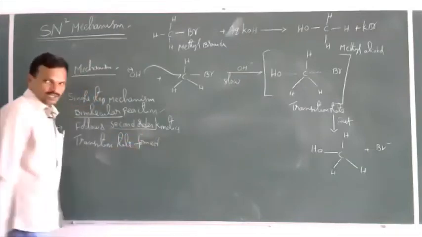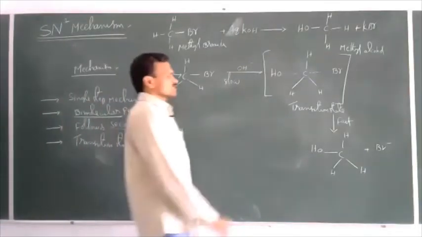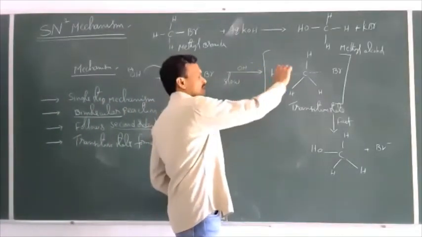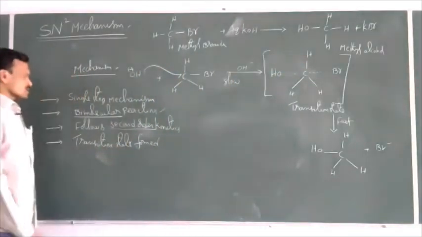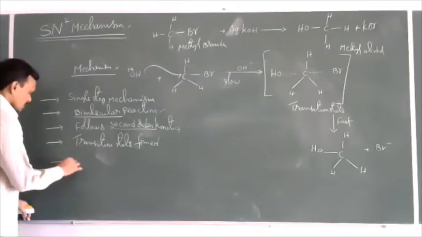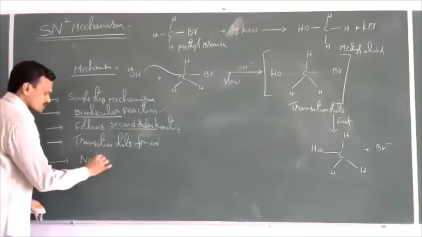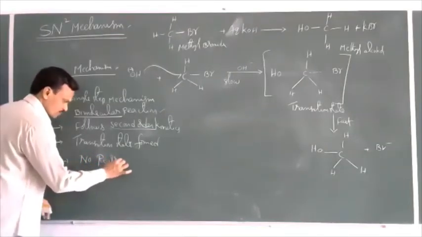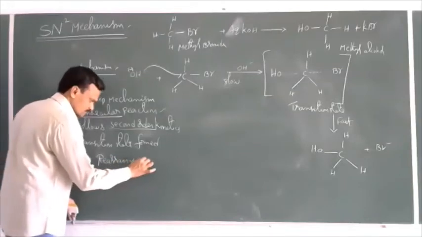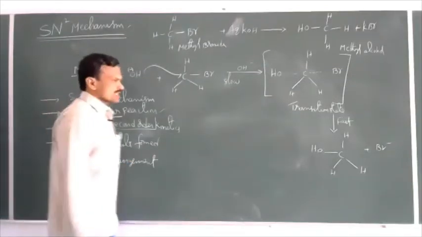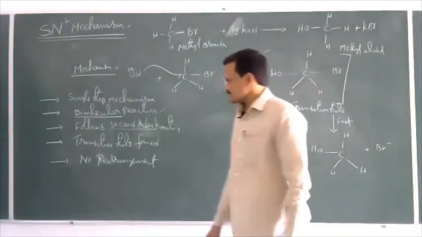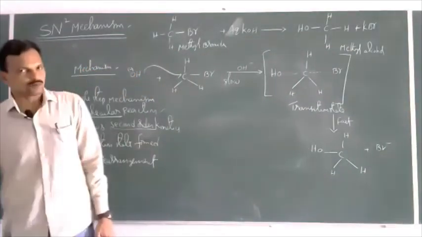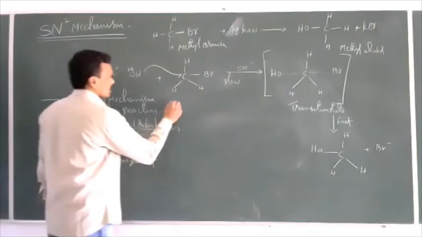No reaction intermediate here. Just a transition state is formed. And that transition state decomposes to give the product. So transition state is formed. No rearrangement takes place. So just like in the SN1 reaction, here in the SN2 reaction, no rearrangement takes place. Rearrangements are not possible.